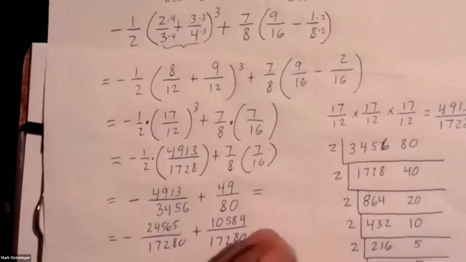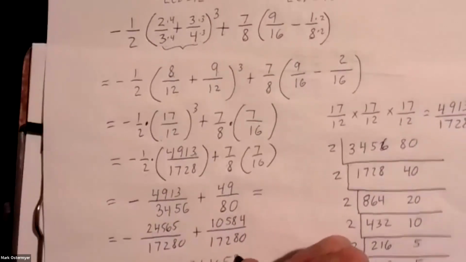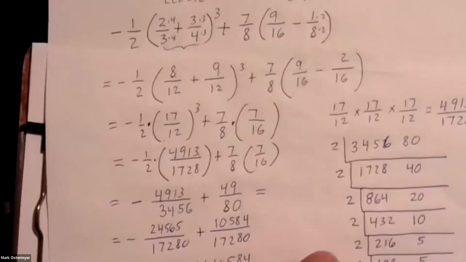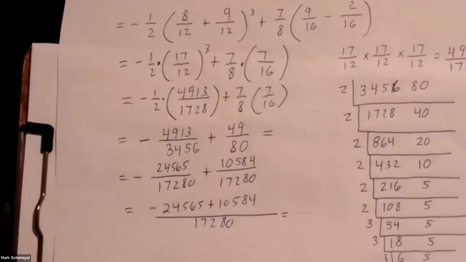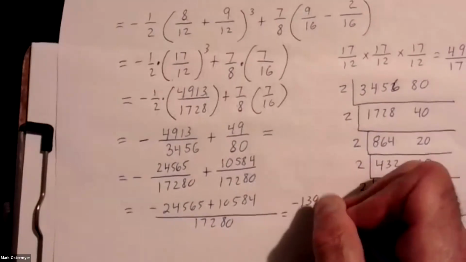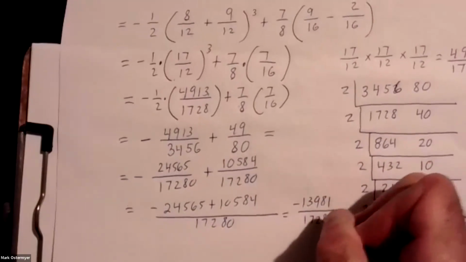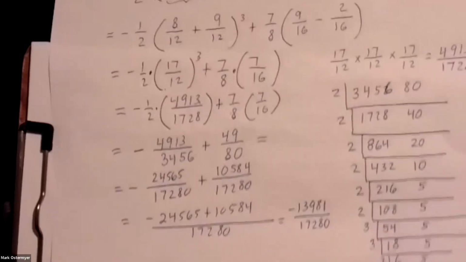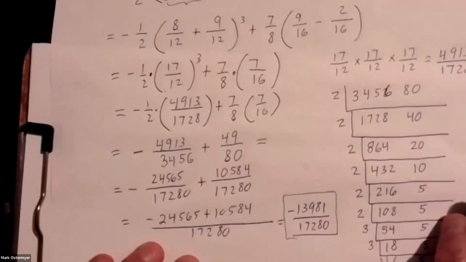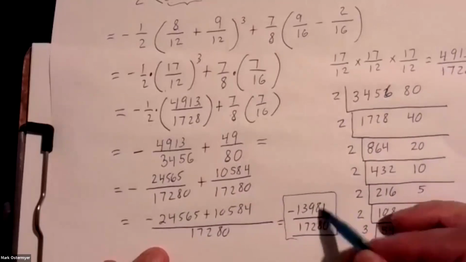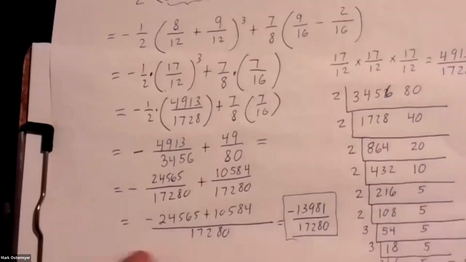Finally, you have a negative plus a positive all over your common denominator. Nasty, horrendously large numbers, but nonetheless, the process is being illustrated. Negative 24,565 plus 10,584 gives me negative 13,981 over 17,280. Okay. And as far as reducing that is concerned, I'll let you think about that, but nothing looks obvious as we can reduce. Nothing jumps out at me right away, but maybe you can try a little trial and error on your calculator.